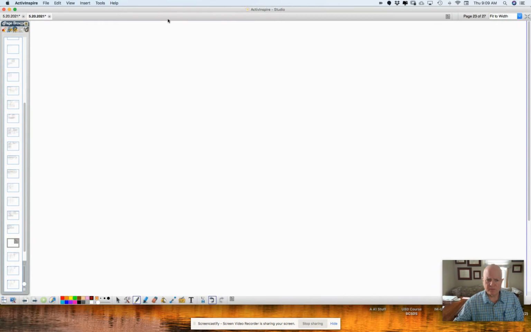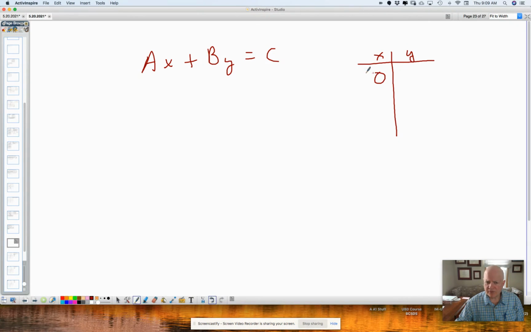So if I have ax plus by is equal to c, and I set x equal to 0, then y would equal c over b. If I set the y equal to 0, then the x is equal to c over a. The change in the x here is going to be c over a. The change in the y here is going to be negative c over b.